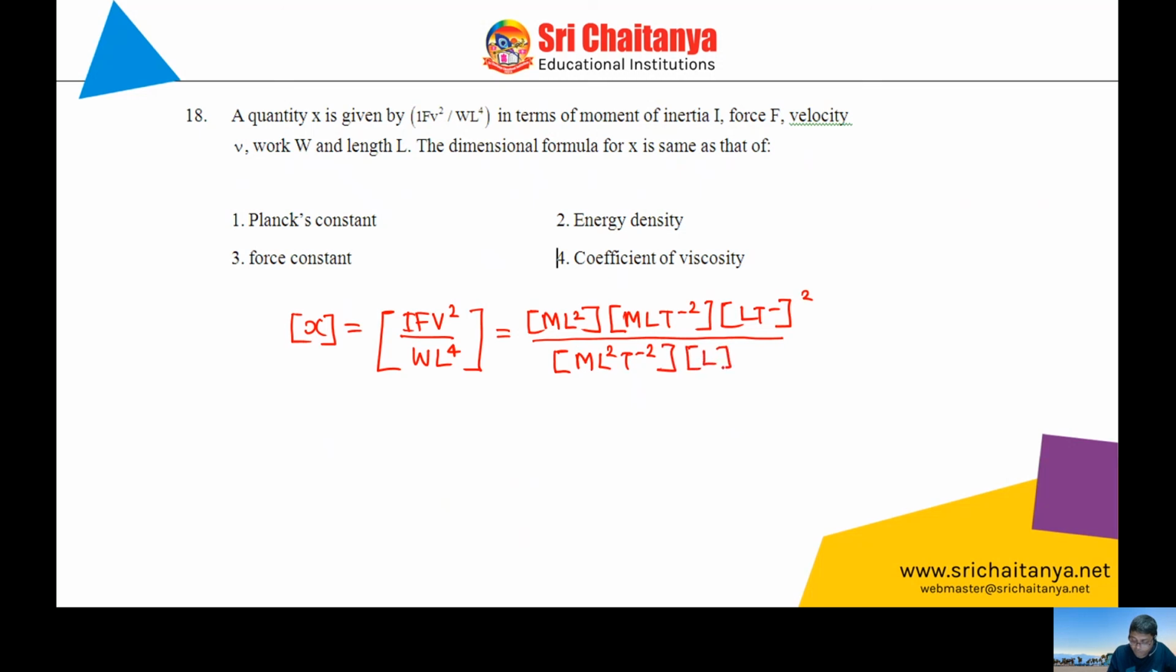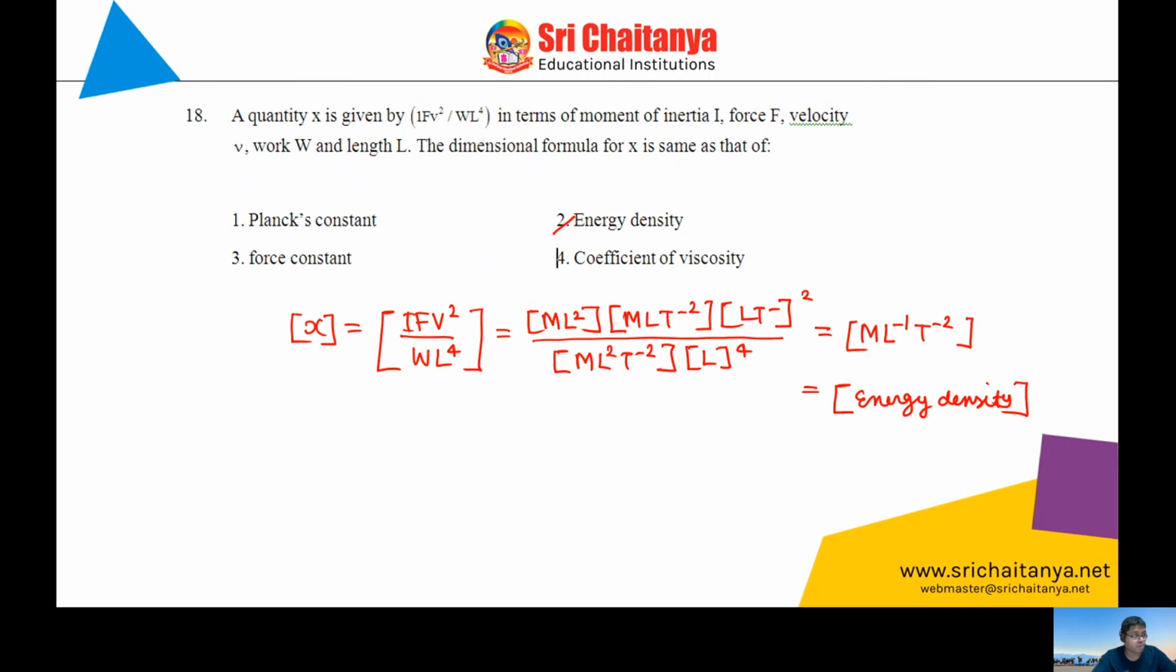to the power 4. And after simplifying, cancelling things, you will be getting ML⁻¹T⁻² over here. You should notice that this is the same as the dimension of energy density. Energy density is nothing but energy per unit volume. So here the correct choice would be option 2. So that is question number 18.